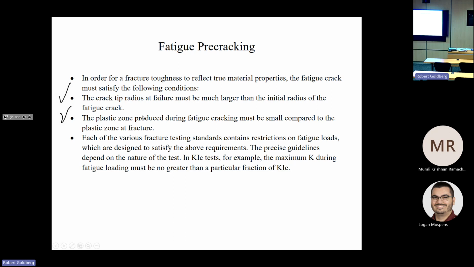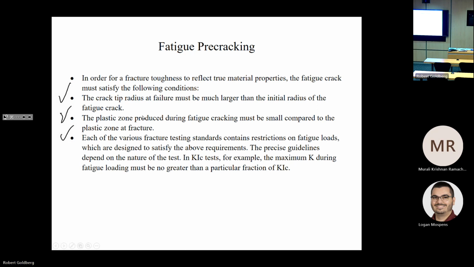And the various fracture testing standards contain restrictions on the fatigue loads, which are designed to satisfy these above requirements. The precise guidelines depend on the nature of the test. For example, in a test for K1C, the maximum stress intensity factor during fatigue loading must be no greater than a particular fraction of the critical stress intensity factor. And the standards talk about how to do this, and there are ways you can monitor these things while the test is being conducted.